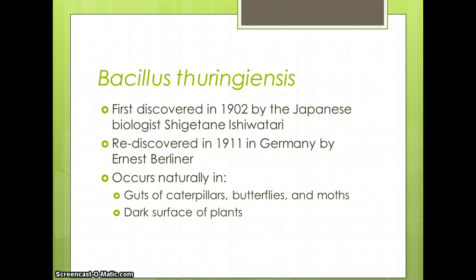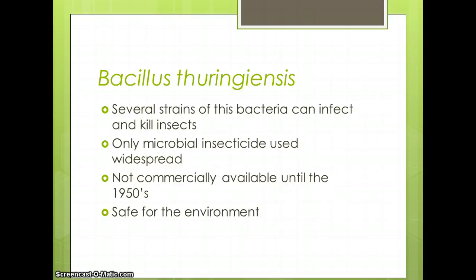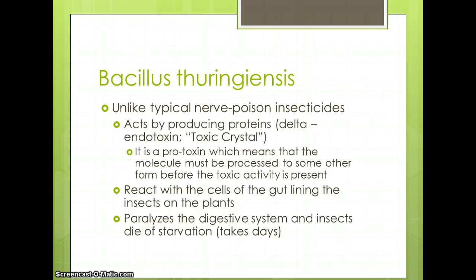It occurs naturally in the guts of caterpillars, butterflies, and moths. Also, it occurs on the dark surfaces of plants. Several strains of this bacteria can infect and kill insects, and it's the only microbial insecticide used widespread. But it wasn't commercially available until the 1950s. It's also very safe for the environment, unlike typical nerve poison insecticides.